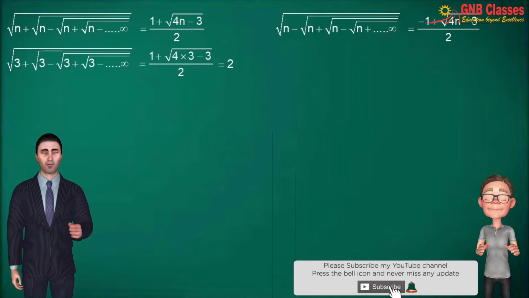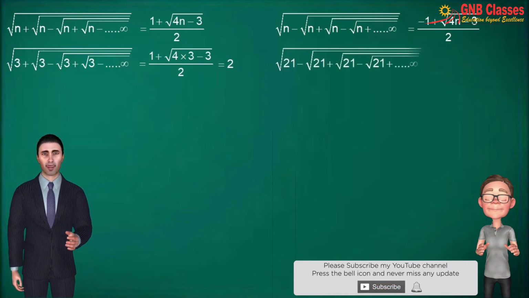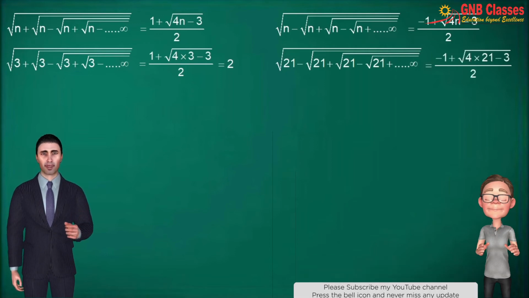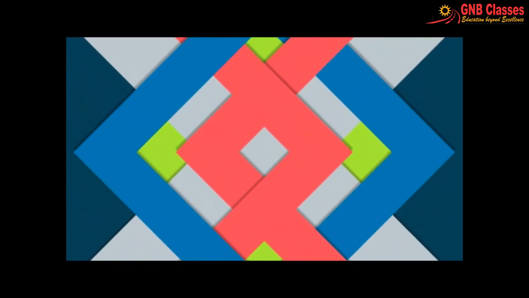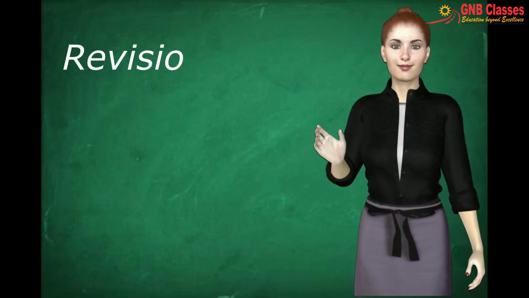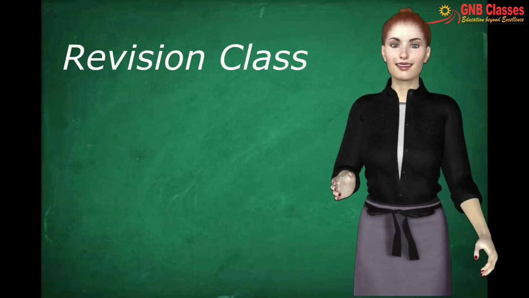Now, let us take the expression of second type. In this case, your answer will be minus 1 plus under root 4 into 21 minus 3 divided by 2, which is 4. Is it clear to everyone? Have you understood? Yes, sir. Let us have a quick revision on whatever we have done so far in this class.